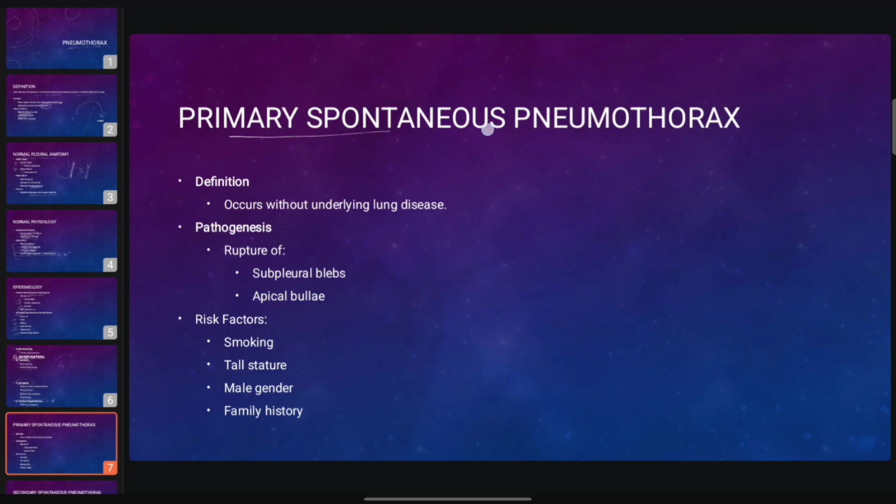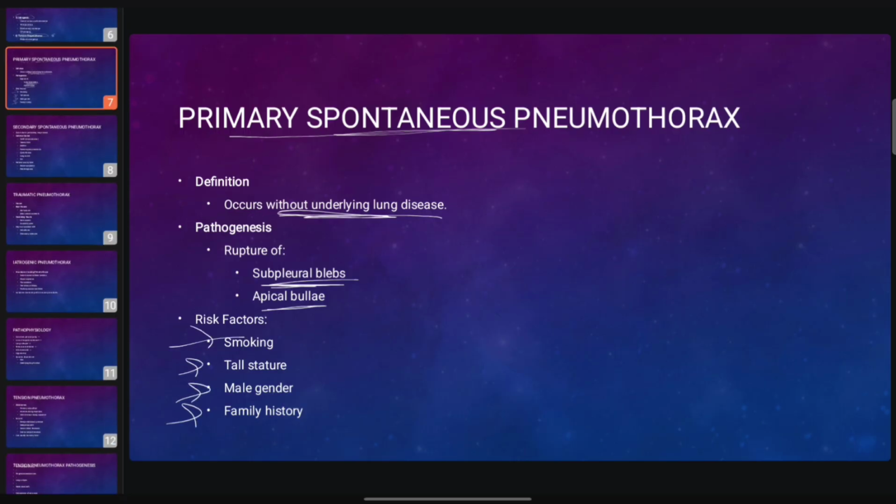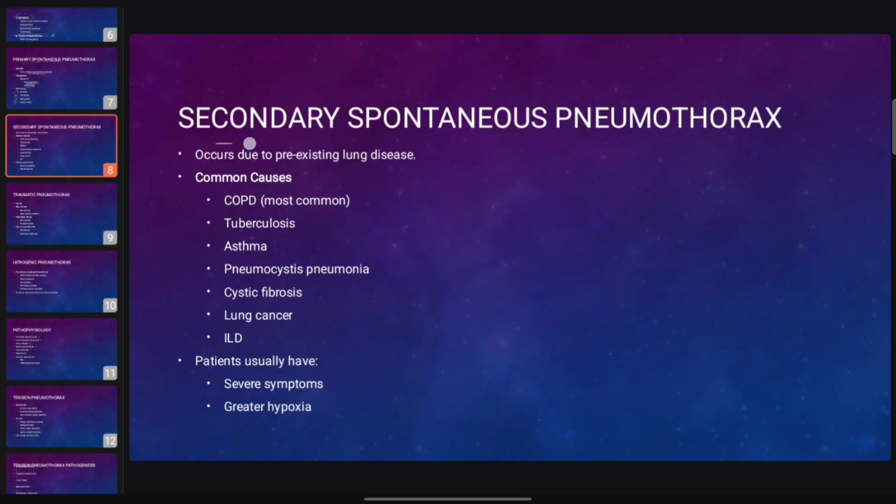And this is a primary spontaneous pneumothorax, which occurs without underlying lung disease. And the pathogenesis, there is rupture of subpleural blebs and apical bulla. If we talk about the risk factors, there are smoking, tall stature, male gender, and family history is important. Now we talk about the secondary spontaneous. So it occurs with pre-existing lung disease. Primary has no existing lung disease, and this has a lung disease.